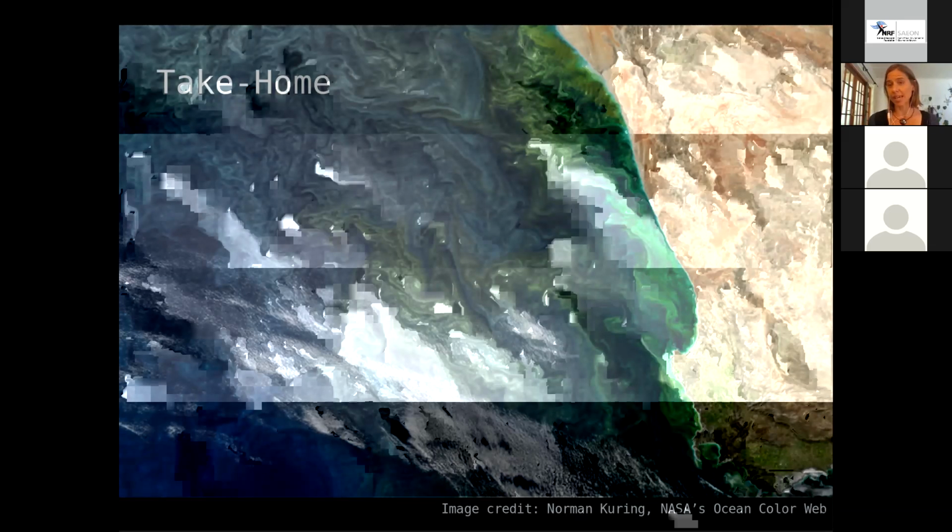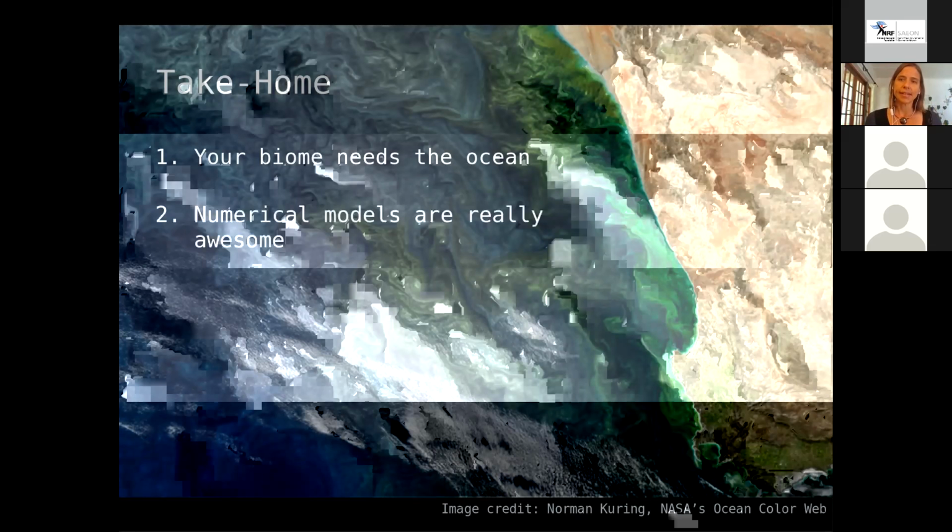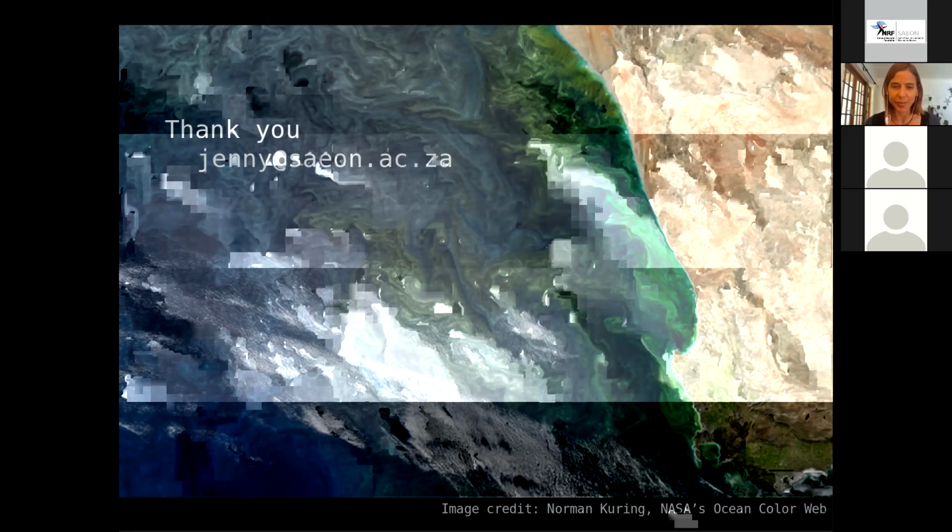So that's me, and I realize I've said quite a little about a lot of things, but I only have two take-home messages. The first one is, your biome really needs the ocean. It helps to moderate global climate, but also it drives local weather patterns. And secondly, numerical models are really awesome. We can use them in innovative ways, not only in experimental and more academic projects, but also operationally. That is all. Thank you.